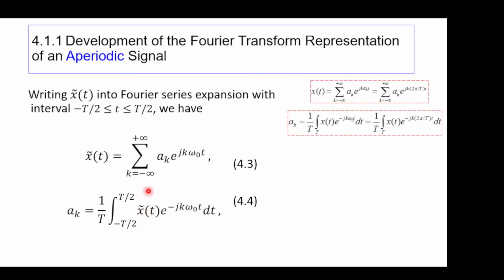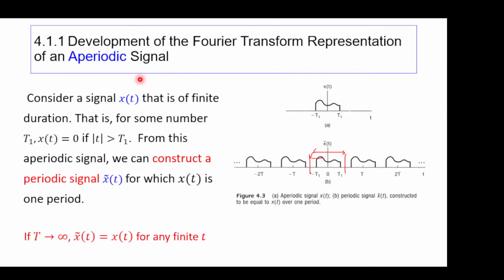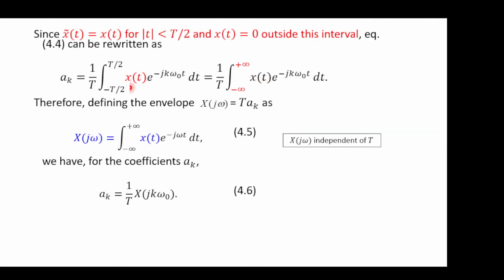So if it's x of t, you can change to x of t. But now you are integrating over this for x of t. So we are now integrating over here. If you are integrating over this for x of t, then you can also just change the integration interval to infinity, because there is nothing outside of this interval for x of t. And that's what I do. So a_k we can also express as this integration for x of t.